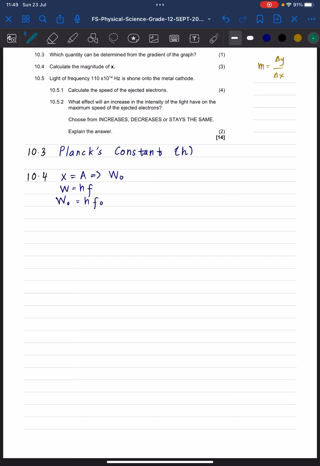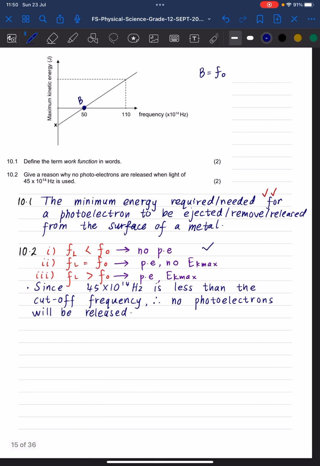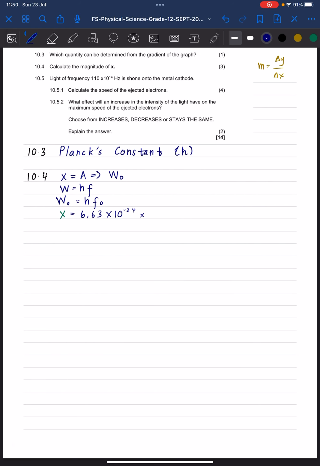So let's substitute the values associated with this specific formula. Well, we know that this is x, since we want to find out what that is. And h would be 6.63 times 10 to the negative 34, multiplied by the cutoff frequency, which I believe is 50 times 10 to the 14 hertz.